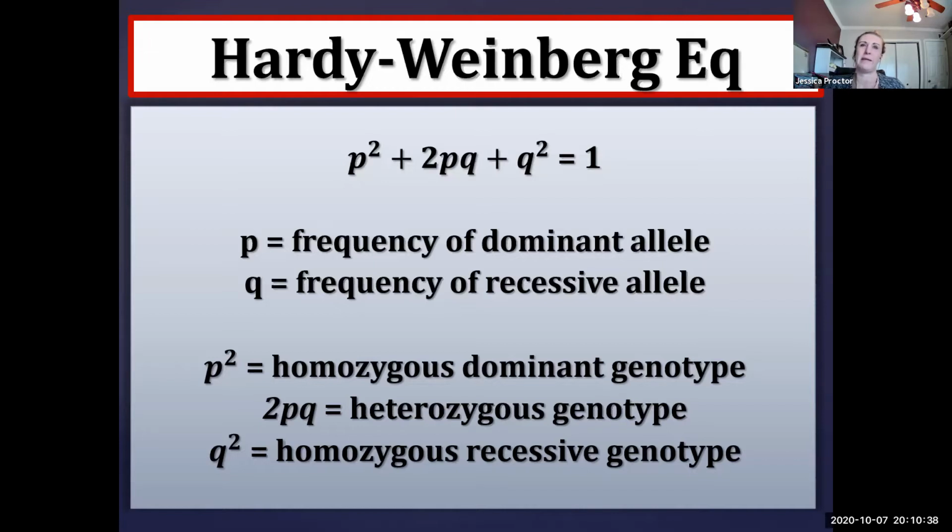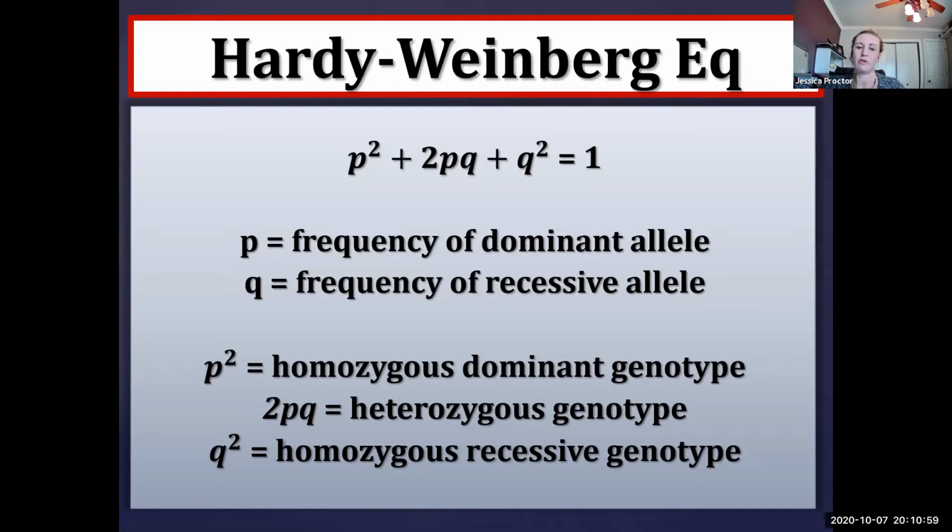So for example, if there are 50 people in a population, and we're looking at just that trait, tongue rolling, there are actually 100 alleles present because each person will have 2 alleles at the locus that determines tongue rolling. So the p is representing the frequency of the dominant allele. The q is representing the frequency of the recessive allele.